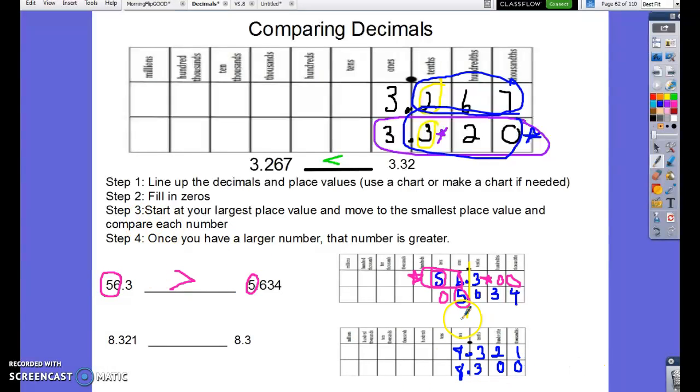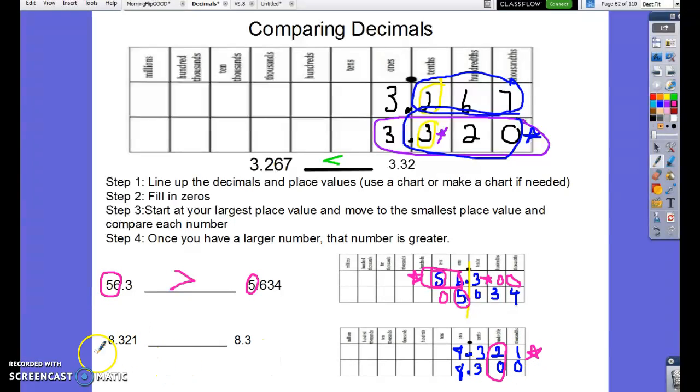And then we're going to start with the largest place value, which is the ones place. And we're going to compare from left to right. So we have 8 and 8, they're the same. 3 and 3 is the same. And we have 2 and 0 though. So we're going to compare this, and 2 is larger than 0. So that means that this number is larger than this number.